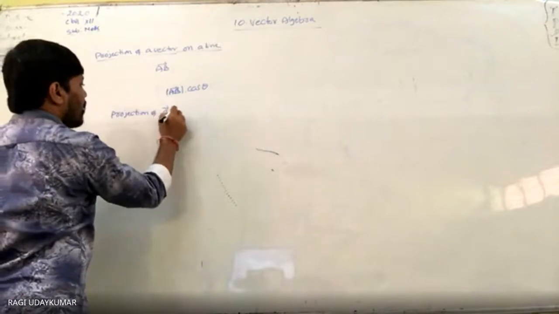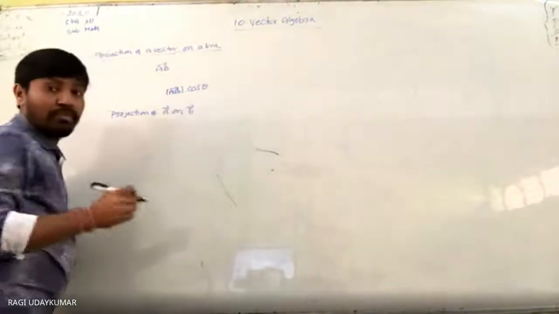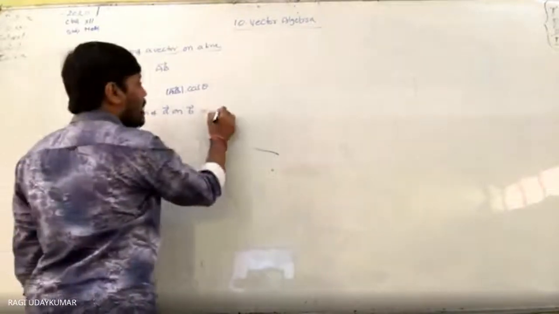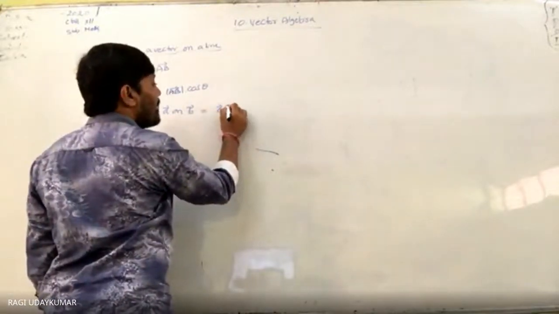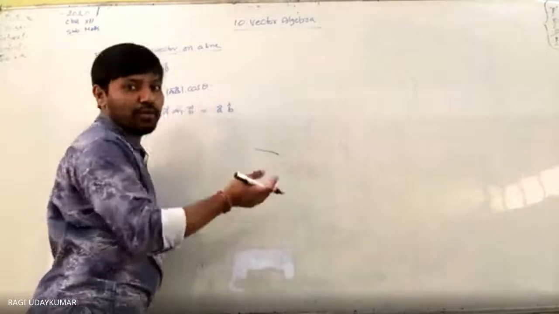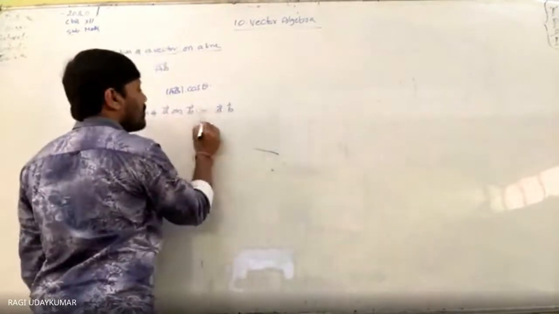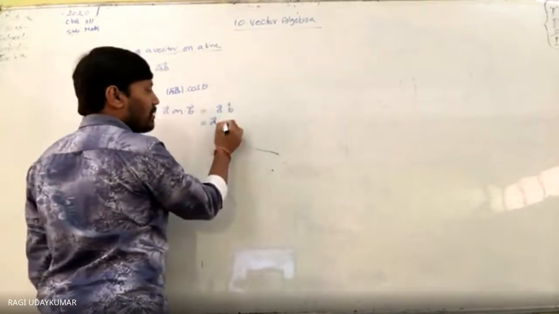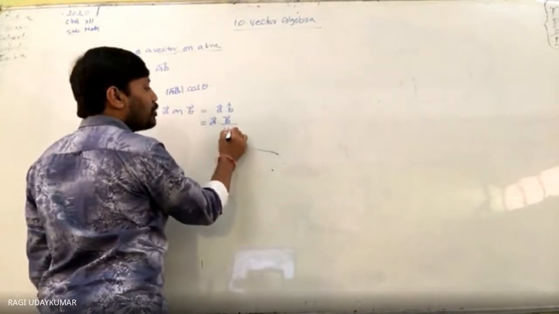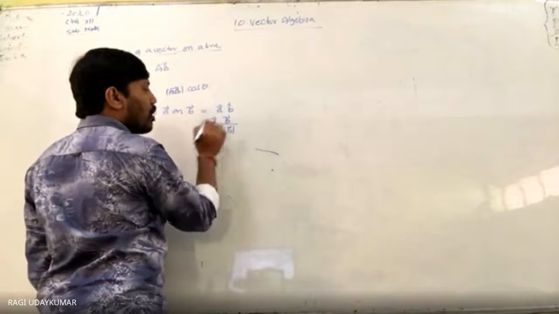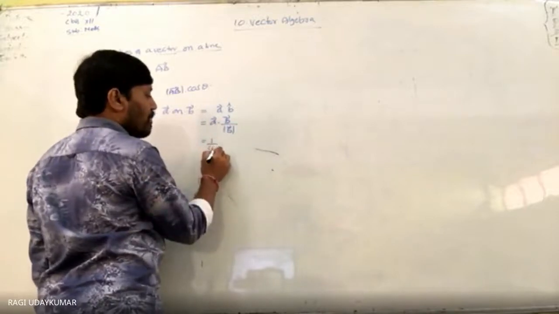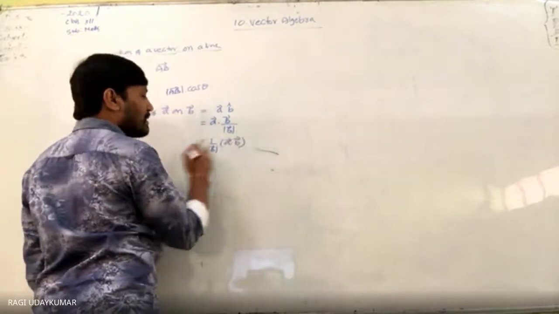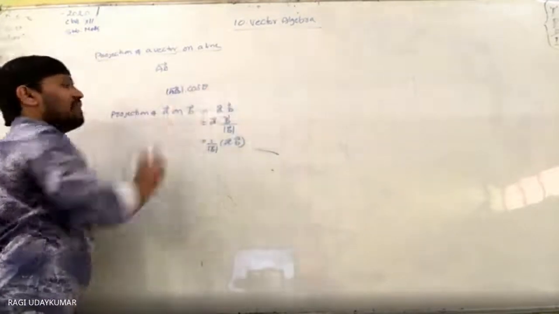Simple thing you have to remember here: projection of A bar on B bar, suppose B is given, equals A bar dot B cap. B cap is nothing but B vector by magnitude of B. So now the dot product: 1 by magnitude of B bar into A bar dot B bar. So this is the way.